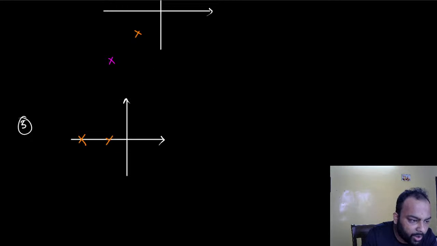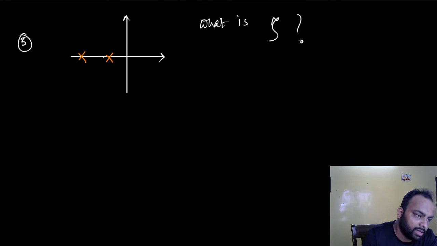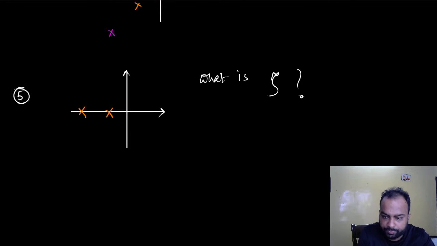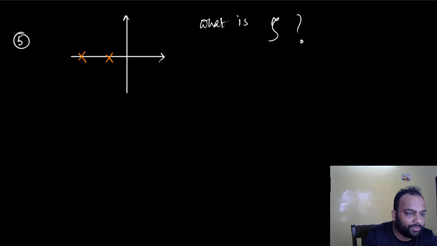You have poles here, you have poles here. The question is, what is zeta? So calculate the value of zeta for this one. This is question number 5, right? For the first question, many of you have answered. The answer would be between 0 and 1. You have to say 0 less than zeta less than 1. For this one, the answer is 0, right? So what is the value of zeta for question number 5?